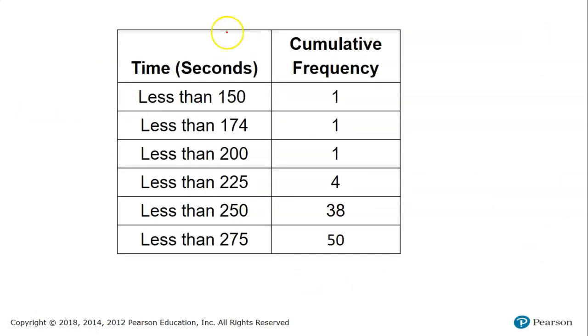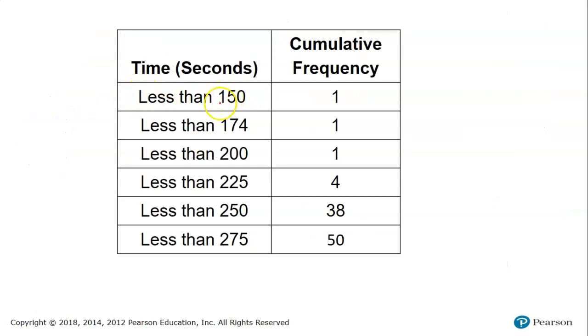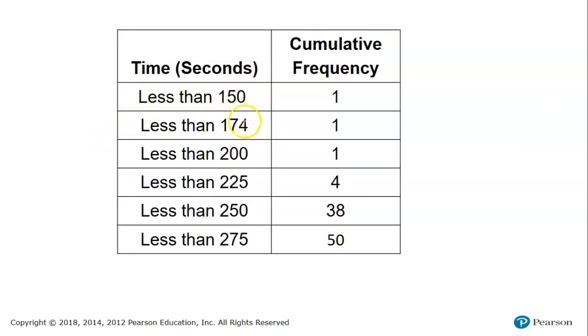Okay, as far as the cumulative frequency, if we're looking at our table here, the first class is going to represent the values that are less than 150. So we'd have less than 150, and then the next one's going to be less than 175, and then less than 200, less than 225, less than 250, and less than 275. And you notice you do end up with this 50 here as the last cumulative value.